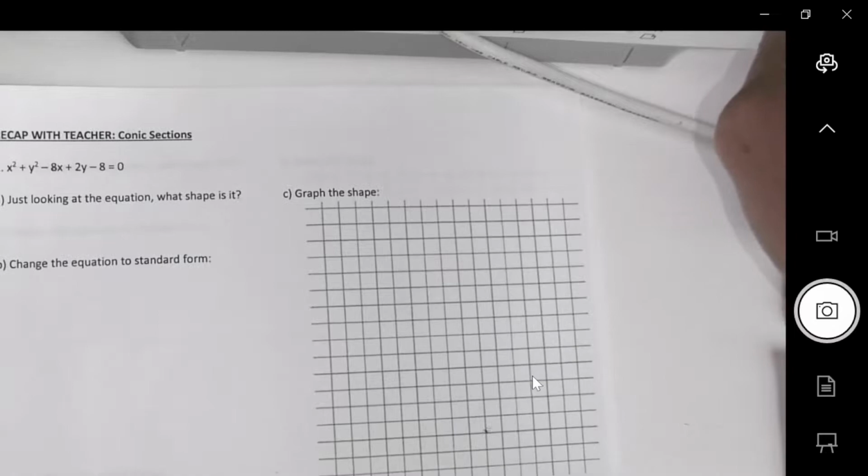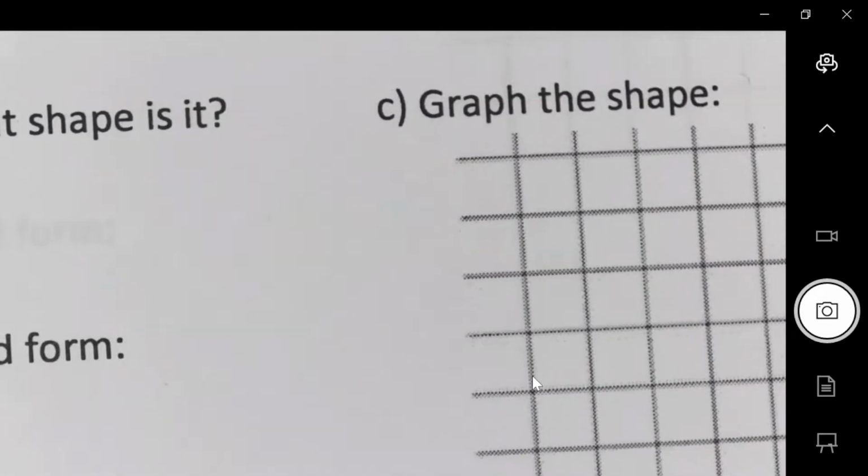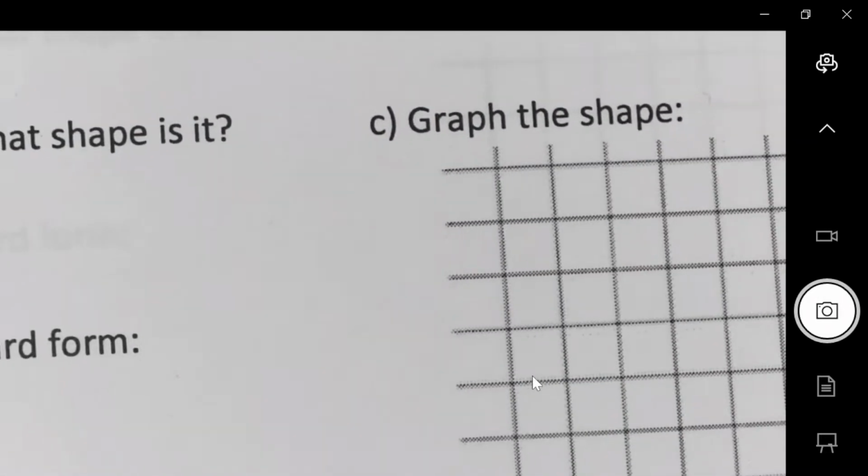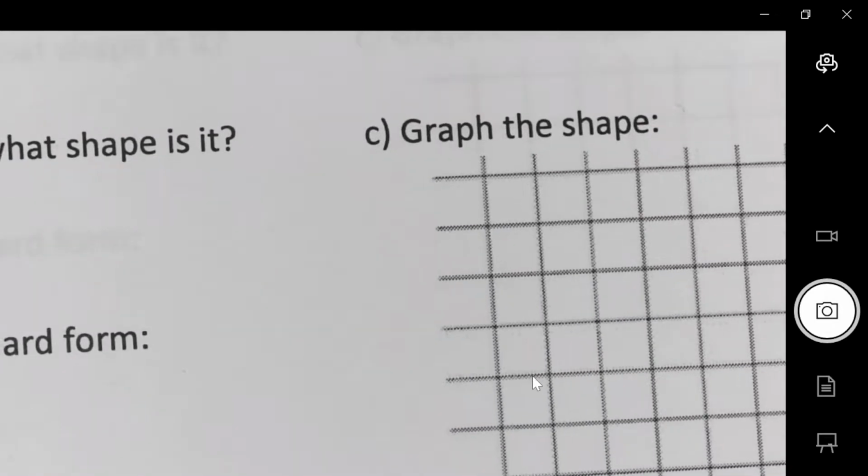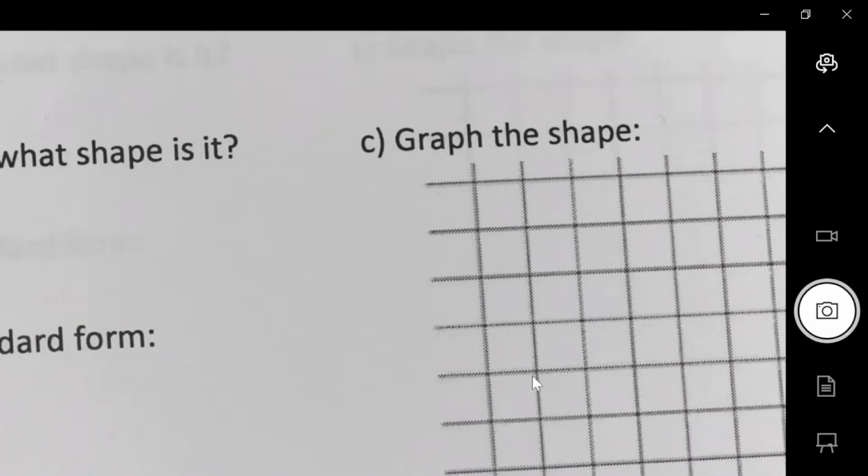Circle. Oh, too much. Come on. Why is it a circle? If I ever get back to it. Sammy, can you see it? Yeah. Okay.